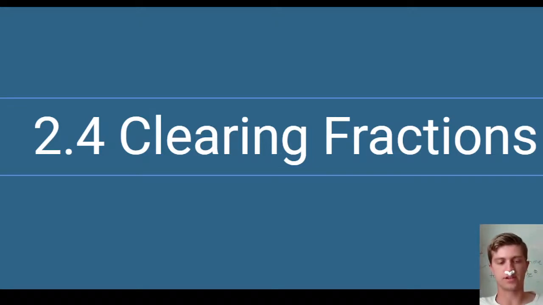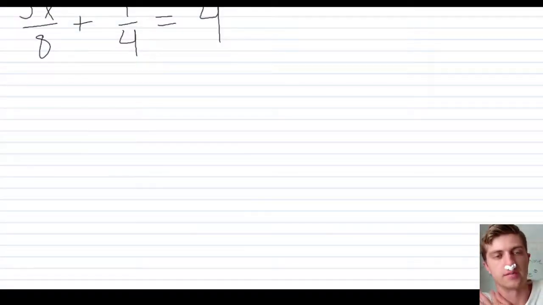So clearing fractions, let's go ahead and get started, and we'll do the example 2.4a on page 59. I'll show you the method, I'll explain why it works, and then I'll show you how to do it the other way if you don't want to do it that way. So, okay, I had a change of heart. I'm going to show you the normal way, and then I'll show you the shortcut.